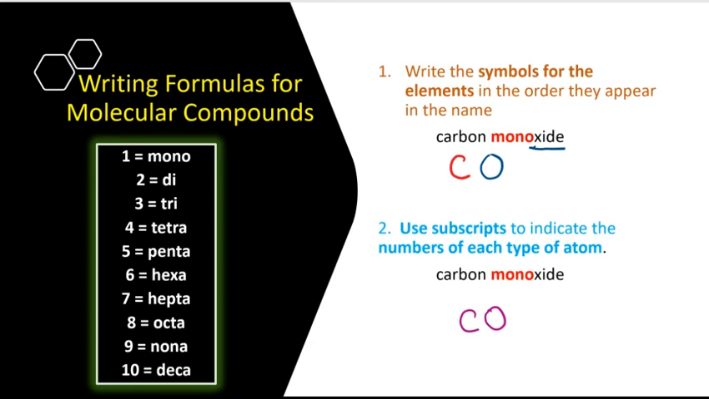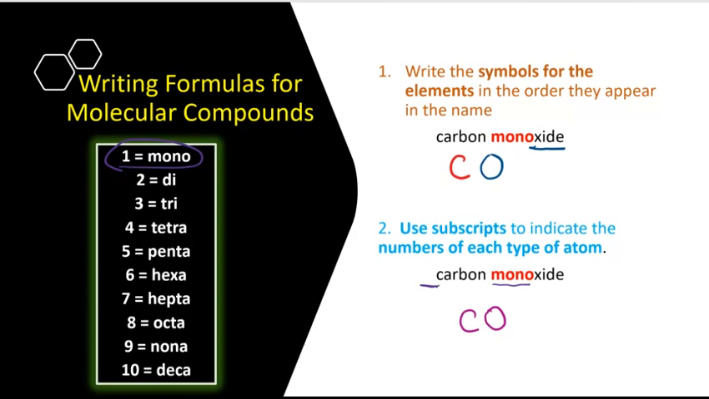Okay, let's look at that. Carbon has no subscript. Oxygen has mono. Okay, since carbon has no subscript, we're not going to worry about it. And oxygen has mono. Mono means 1.